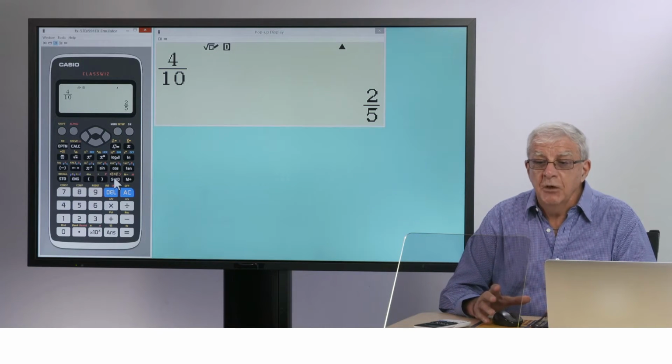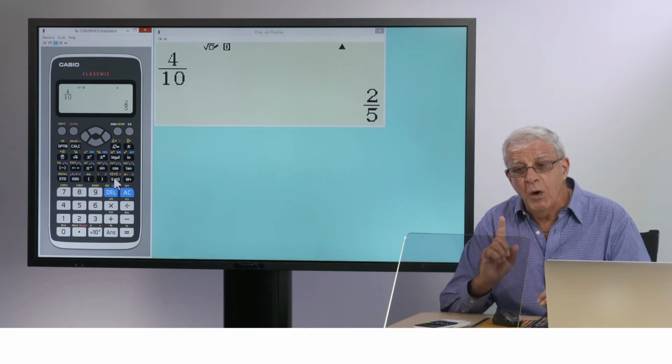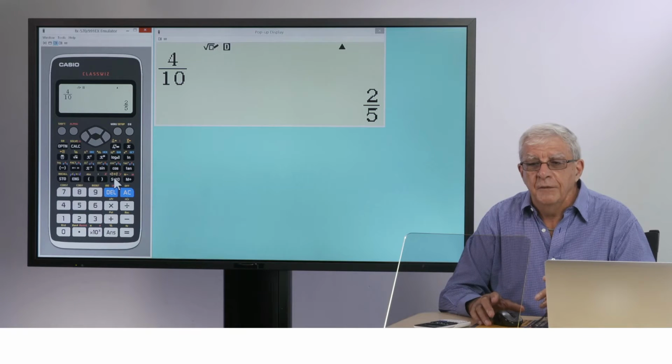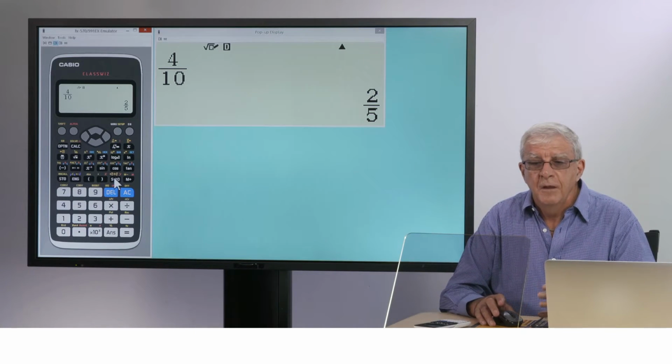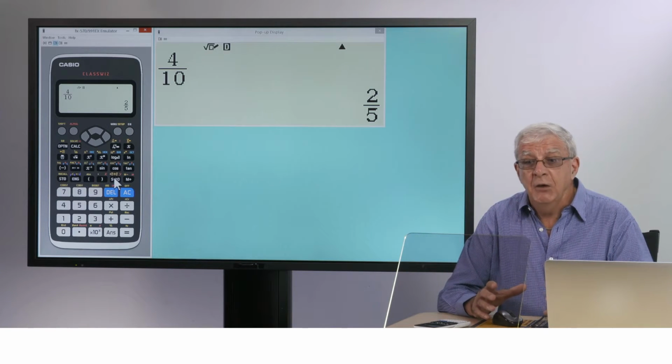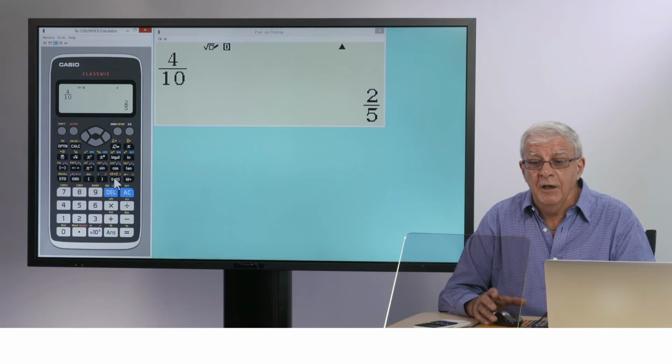Using ClassWiz will help students to appreciate that a fraction is a representation of just one number and not two numbers, as many students seem to think, and the S to D key helps them to see what the number is by showing it as a decimal. Students can use ClassWiz to understand how and why equivalent fractions work, as they can complete any fraction calculations easily.